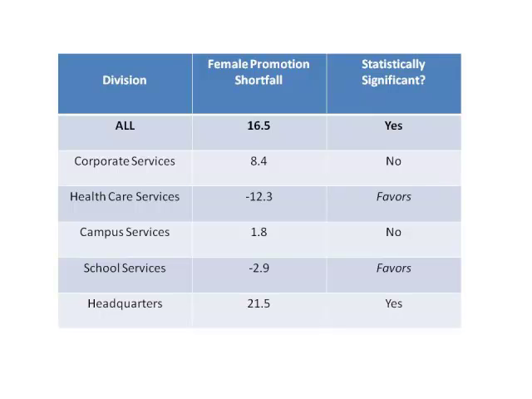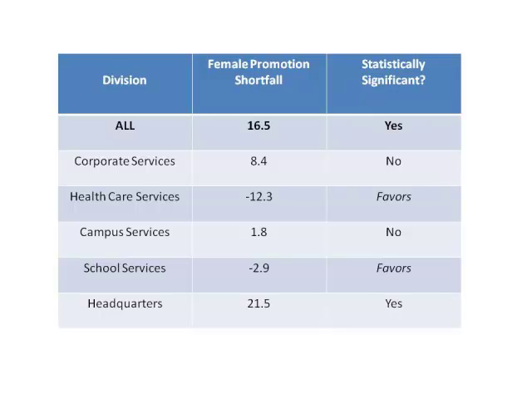So when we repeat this analysis and we look at each division individually, we see that for corporate services, there's a female promotion shortfall of 8.4, and this disparity is not statistically significant. When we look at the healthcare services division, we see a female promotion shortfall of negative 12.3. This means we promoted 12.3 females more than expected. So instead of a shortfall, we have a surplus of female promotions. And that outcome actually favors females. And when we look at campus services, we see a female promotion shortfall of 1.8. And this disparity is not statistically significant.